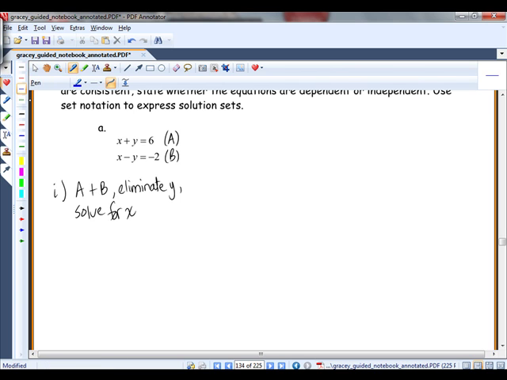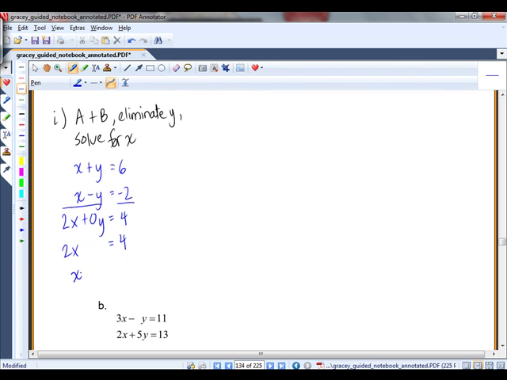So let's do it. We have x plus y equals 6. X minus y equals -2. So we're adding these equations, and you see we'll get 2x plus 0y equals 4, which gives us 2x equal to 4 because 0y is 0. And then dividing both sides by 2, we get x is equal to 2. So we found one of our variables.